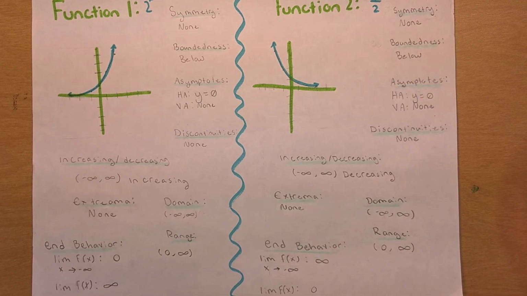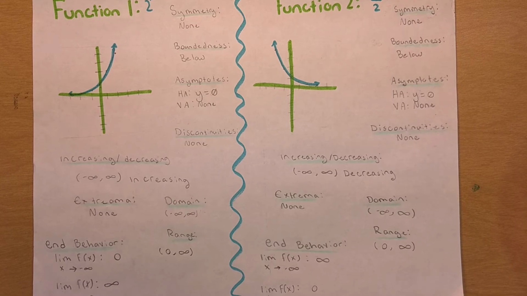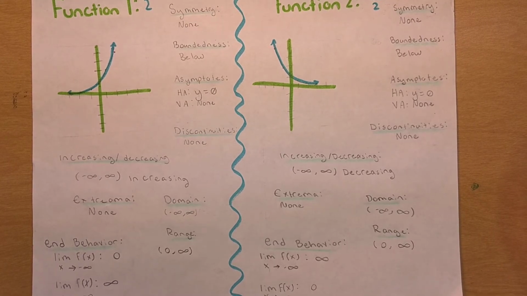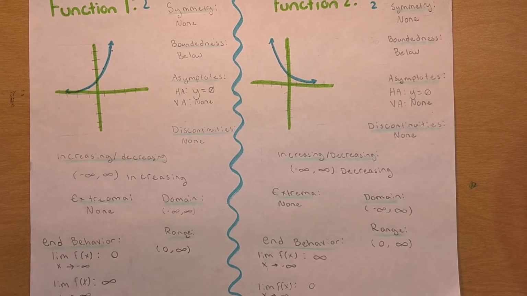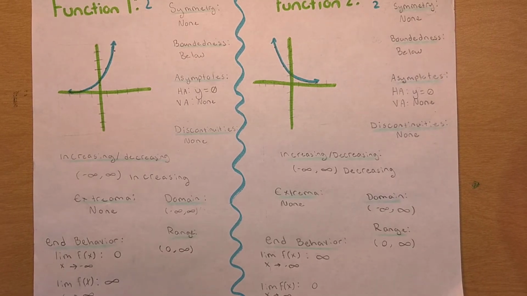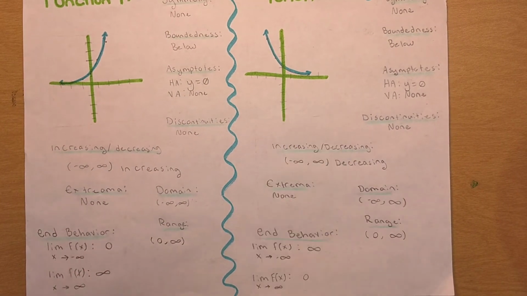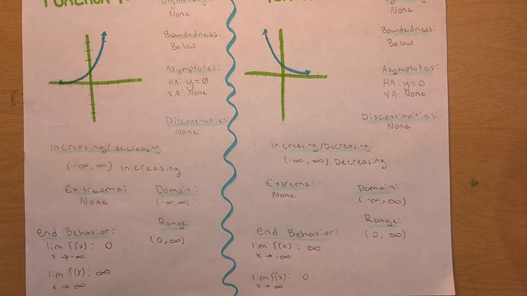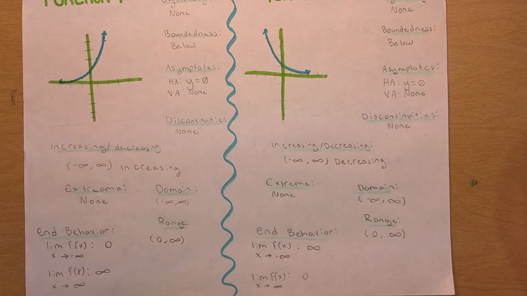The domain of functions 1 and 2 is negative infinity to infinity, and the range of functions 1 and 2 is 0 to infinity. There is no symmetry because if you flip the function over the x or the y-axis, it won't perfectly flip onto itself. Both function 1 and function 2 have the horizontal asymptote of y equals 0 and no vertical asymptote. The asymptote restricts the range of both functions, causing them to be bounded below because they cannot reach negative infinity.